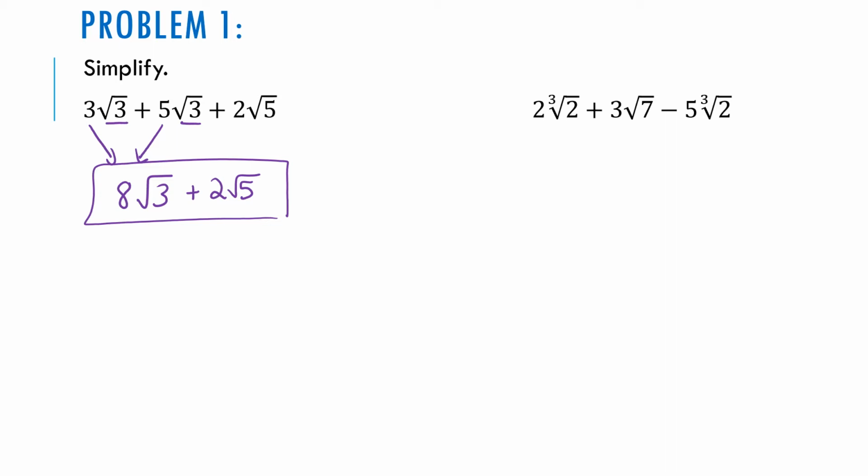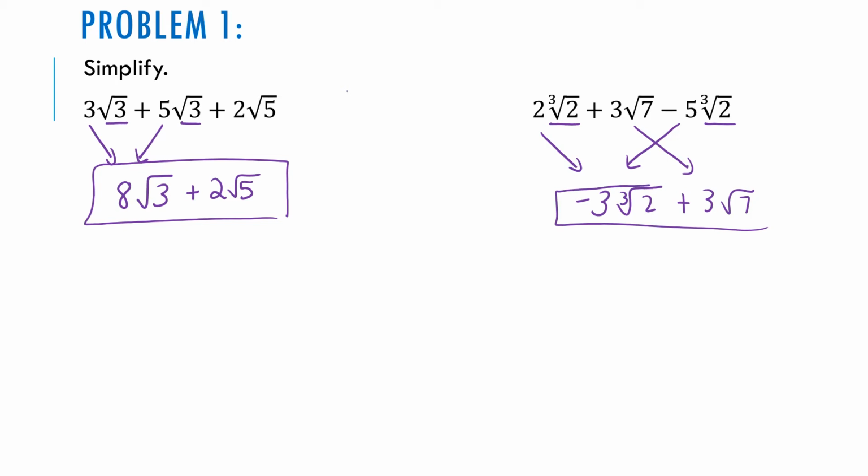As another example, we have the cube root of 2 and a cube root of 2. These are like terms, therefore I can add or subtract them. In this case, it's 2 minus 5. So I'm going to go ahead and do that, getting a negative 3 cube root of 2. And then since here I have 3 square root of 7, these can't be combined for two reasons. One, the radicand is different. One's a 2, one's a 7. And also the indexes are different. The index here is a 3, the index over here is a 2. Therefore this is as good as it gets, and that is adding two radicals.